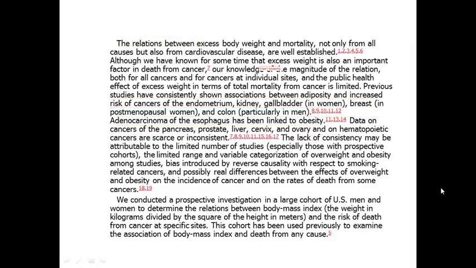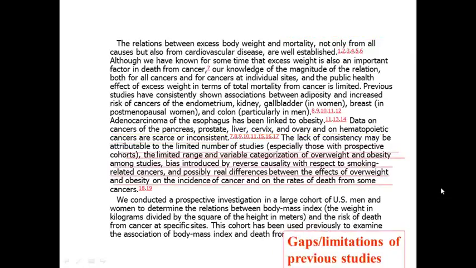However, they're jumping back now to what's unknown. There are these other cancers, pancreas, prostate, liver, cervix, etc., where the data are scarce or inconsistent. Notice how many studies they're citing here. They're citing a whole pile of studies. So they're giving you a very high-level summary saying, well, we've got all of these other studies on these other cancers and we don't have a consistent result. That is, some studies may show one thing, some show another, or there just may not be many studies on those particular organs. Now they're going to specifically say the gaps and limitations in the previous studies.